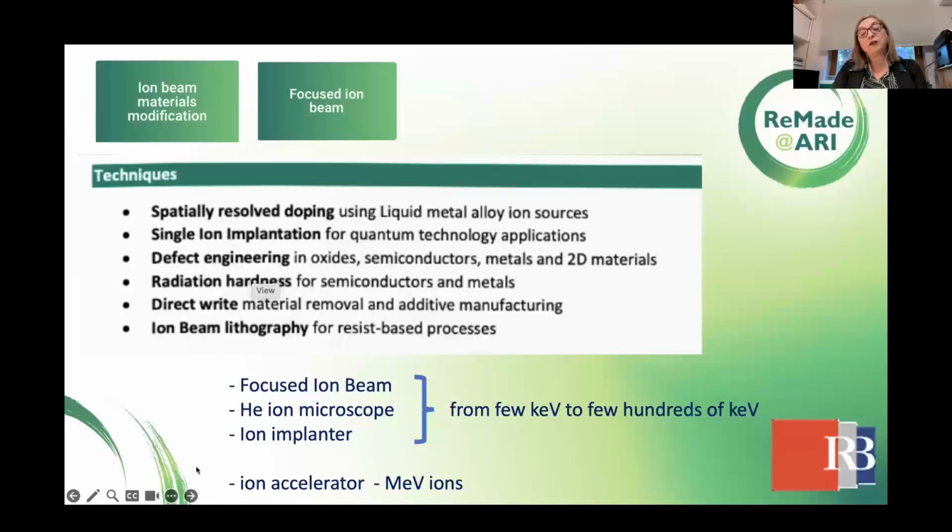Some of the techniques are done with low energy ions, in the range from a few keV to a few hundreds of keV, like focused ion beam, FIB, helium ion microscope, or ion implanter. And for some techniques, we can do material modification also with an ion accelerator, using ions in the MeV range.